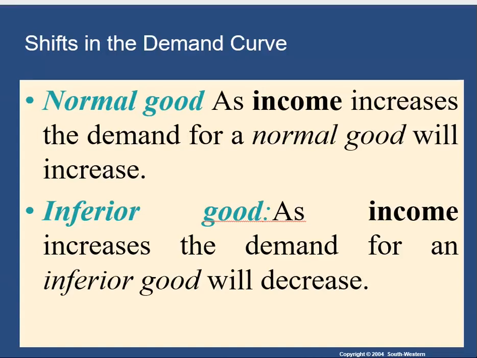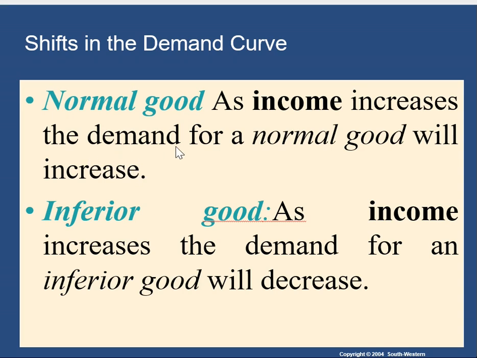I will quickly review and then we will start today's lecture. Shifts in the demand curve happen because of normal goods, inferior goods, substitutes, and complements, but we will start with normal goods.